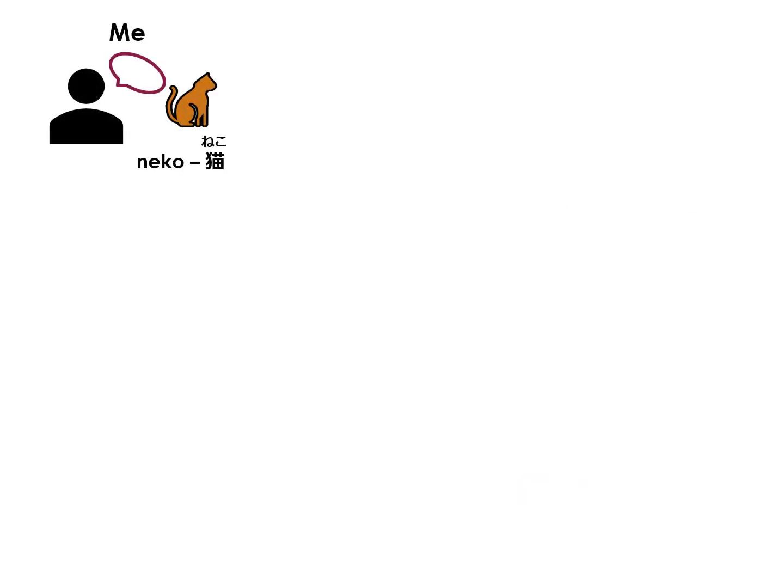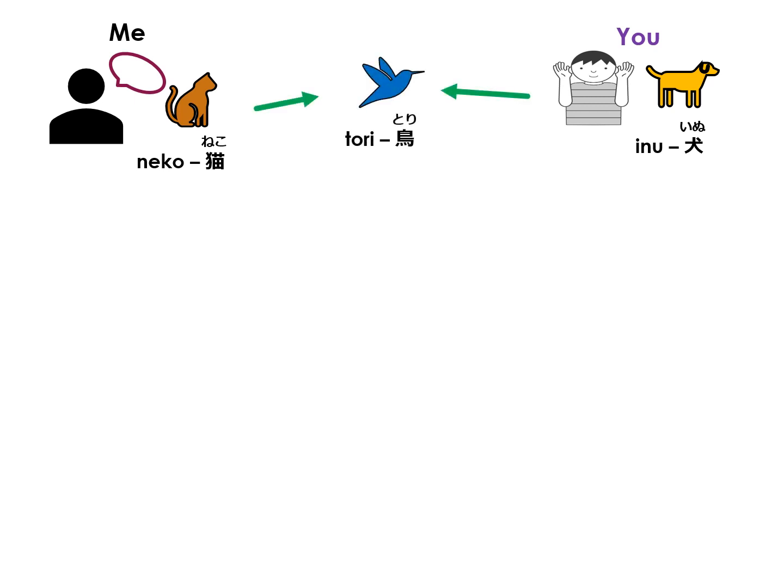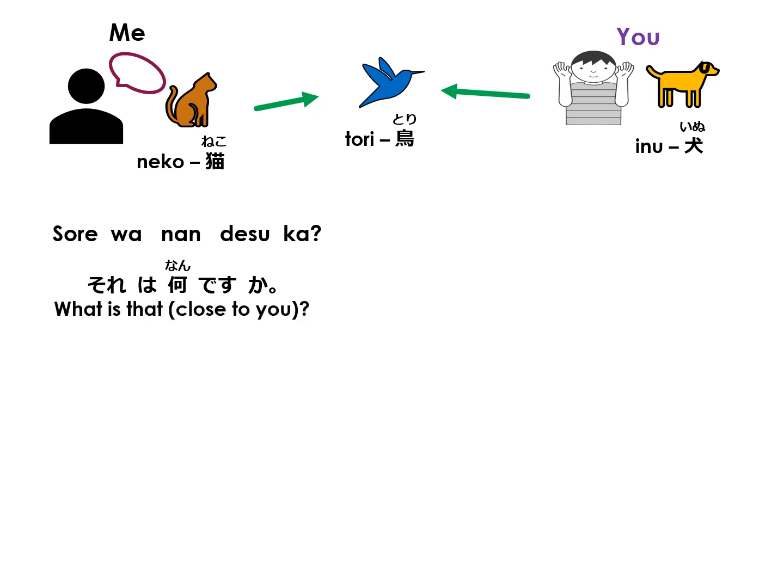Let's do some more practice. In this scenario, I have a cat or neko, you have a dog or inu, and far from both of us is a bird or tori. Feel free to repeat after me. I ask you, Sore wa nan desu ka? What is that close to you? And you answer, Kore wa inu desu. This, close to me, is a dog.